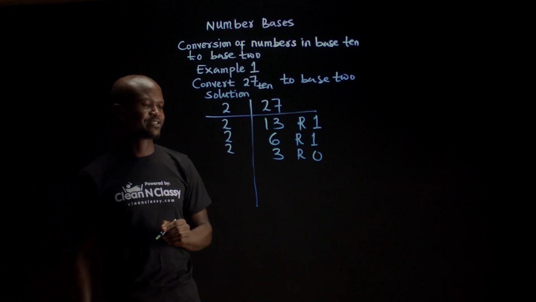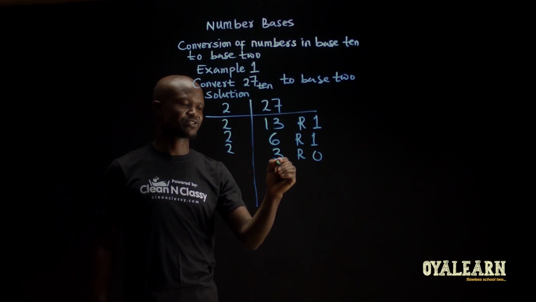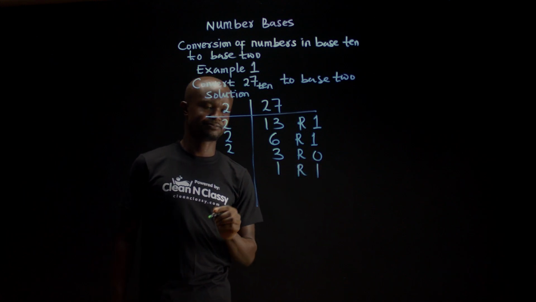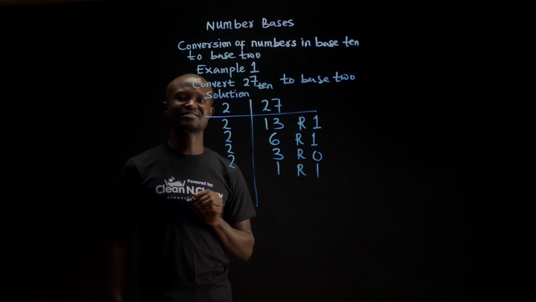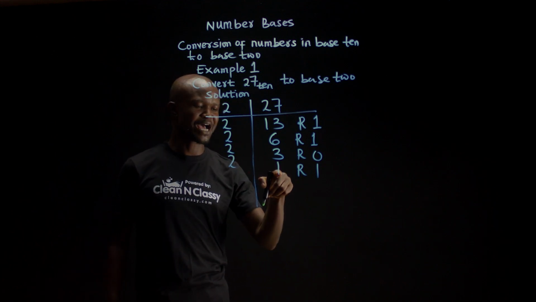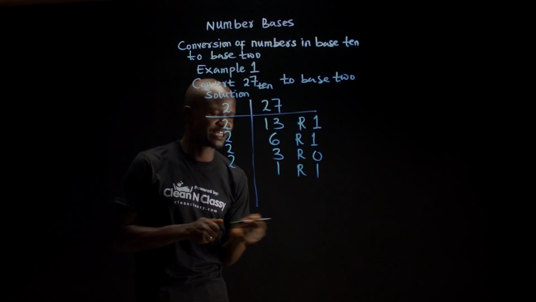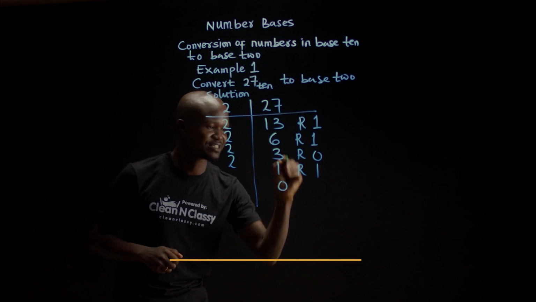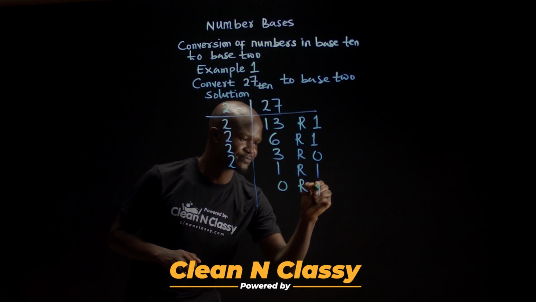We also divide 2. That is 3 divided by 2. We have what? 1. Remainder what? 1. Now, 1 divided by 2. You can see the number we are having here now is less than what we have here. So it means 1 divided by 2 is 0. Remainder what? This number that is here, which is 1.